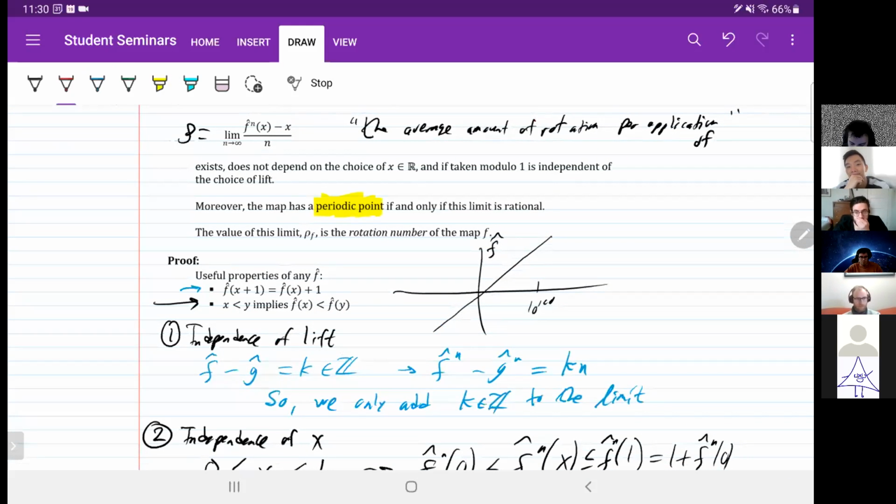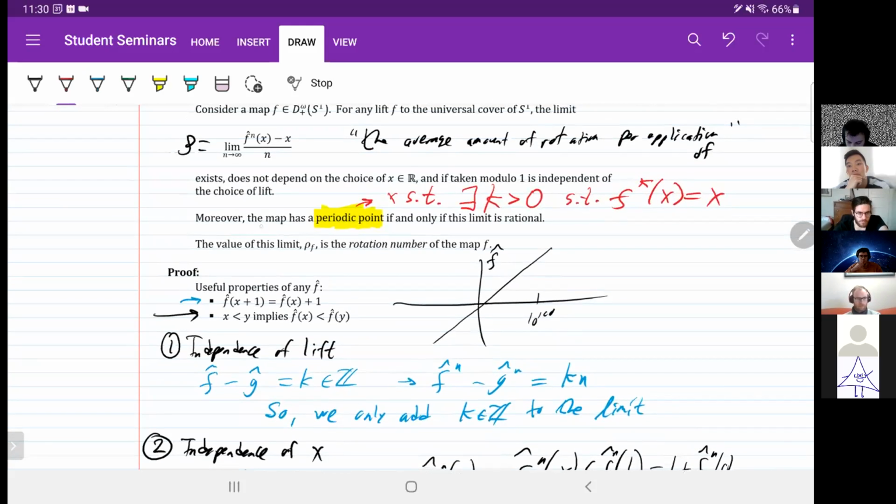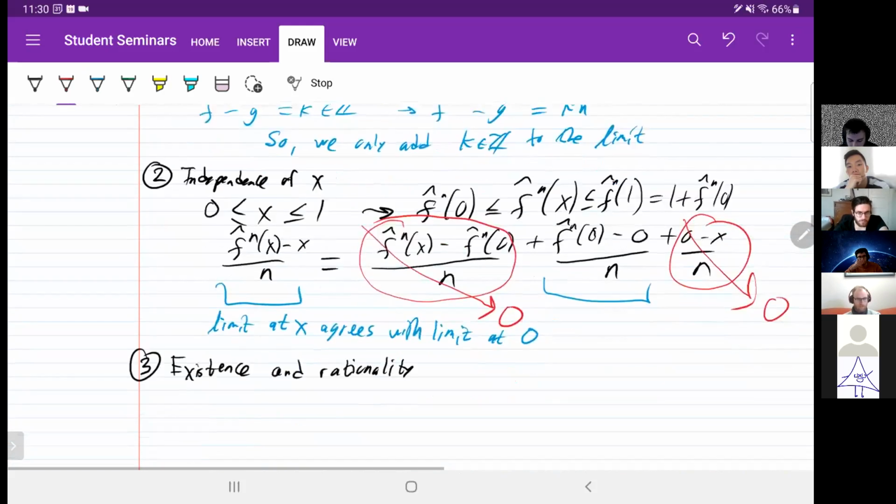So a periodic point means that this is an x such that there exists k greater than 0, such that f^k of x is equal to x. If I apply f to this point a bunch of times, the point actually comes back to itself. Okay, so what I'm claiming is that the map has a periodic point if and only if the rotation number is rational.